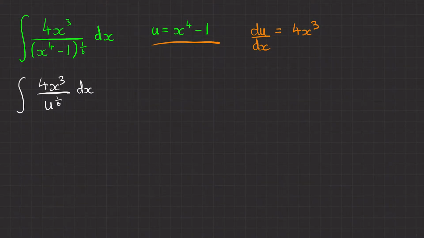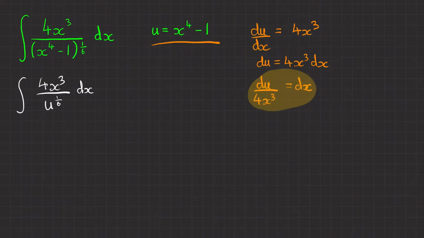We now need to rearrange this so we have dx on a side on its own. So I'm going to multiply both sides by dx. So we'll have du equals 4x cubed dx, and then divide both sides by 4x cubed. So we'll have du over 4x cubed equals dx. So now that we know what dx is, we can replace this dx here. So we'll have the integral of 4x cubed over u to the power of 6 multiplied by du over 4x cubed.